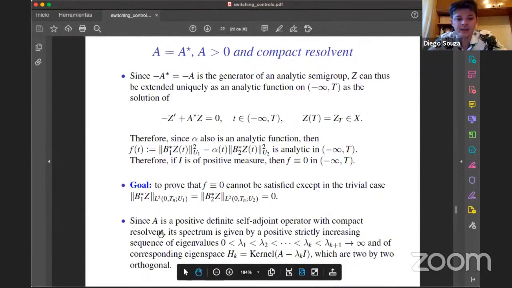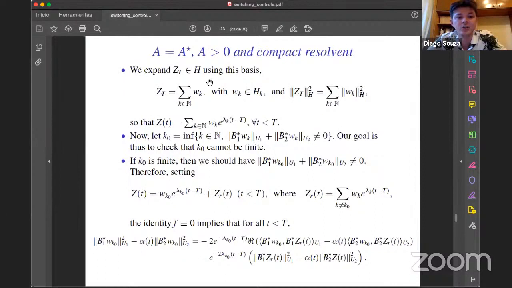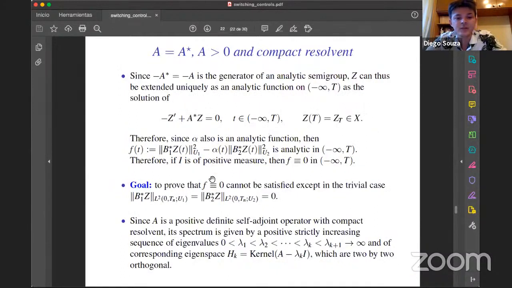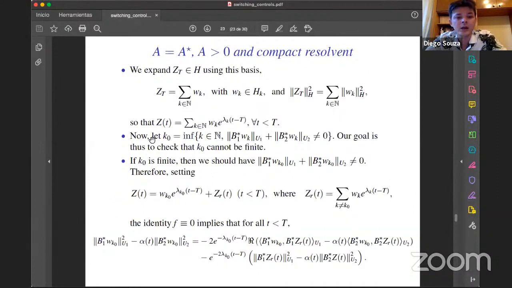Thanks to this hypothesis that we consider for the operator A, we can decompose our operator in some spectral form. So we decompose the initial condition in this form, and the solution is given. The analytic solution, analytic in T, is given by this. In order to prove that this cannot happen, we will prove by contradiction. We consider K naught, the infimum of the K such that this is not 0, and the goal is to prove that this K naught is infinity.